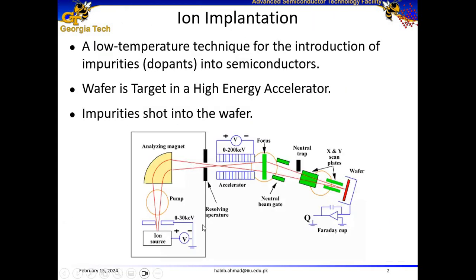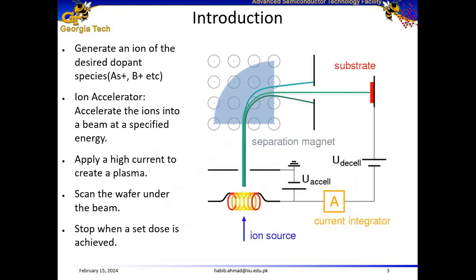Once the plasma is generated, we pump that plasma and let it pass through an analyzing magnet, and this analyzing magnet actually works as a mass separator. It's going to allow only the intended ions to deflect at a certain angle and then pass through a resolving aperture. And then we accelerate these ions at certain energy levels. We focus them so that they hit at different x and y coordinates of the wafer. So that is how the process works.